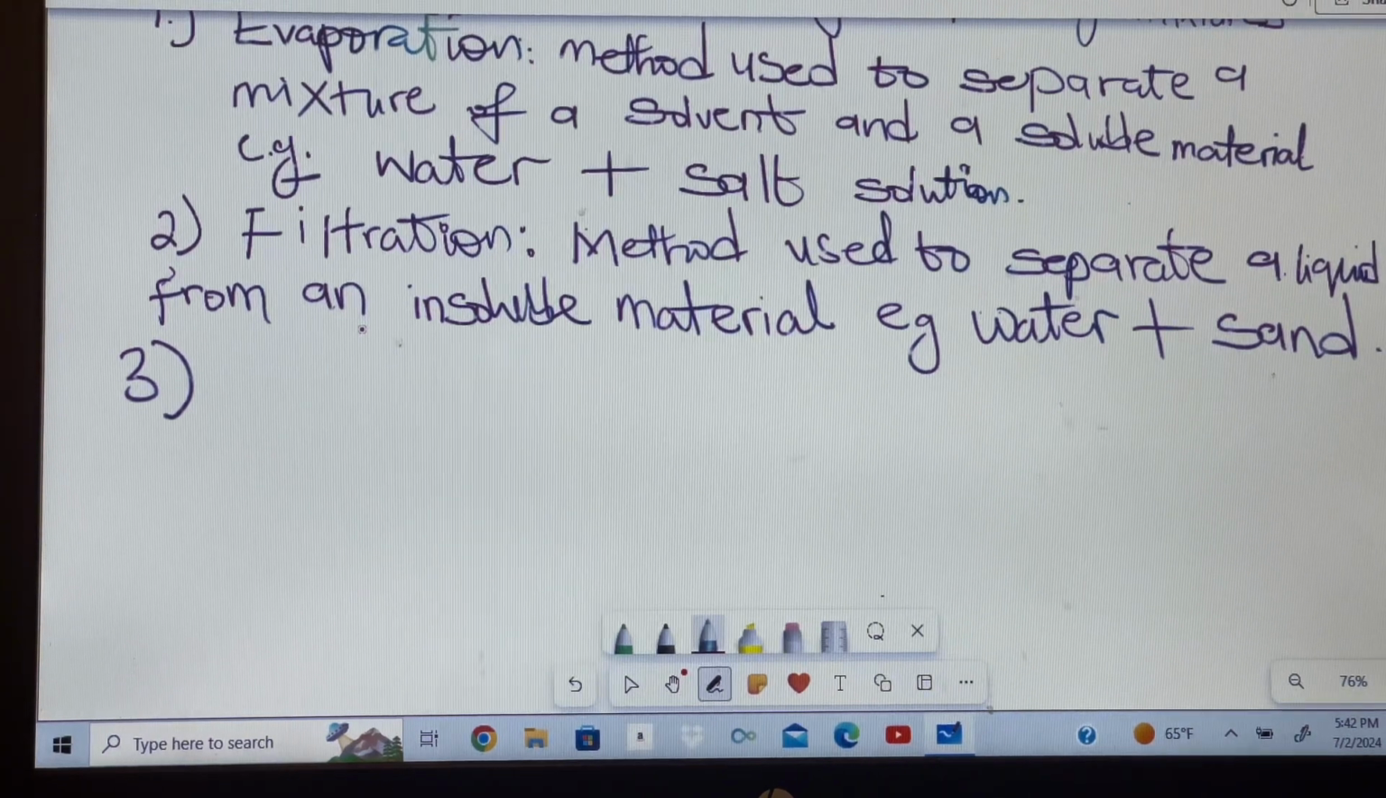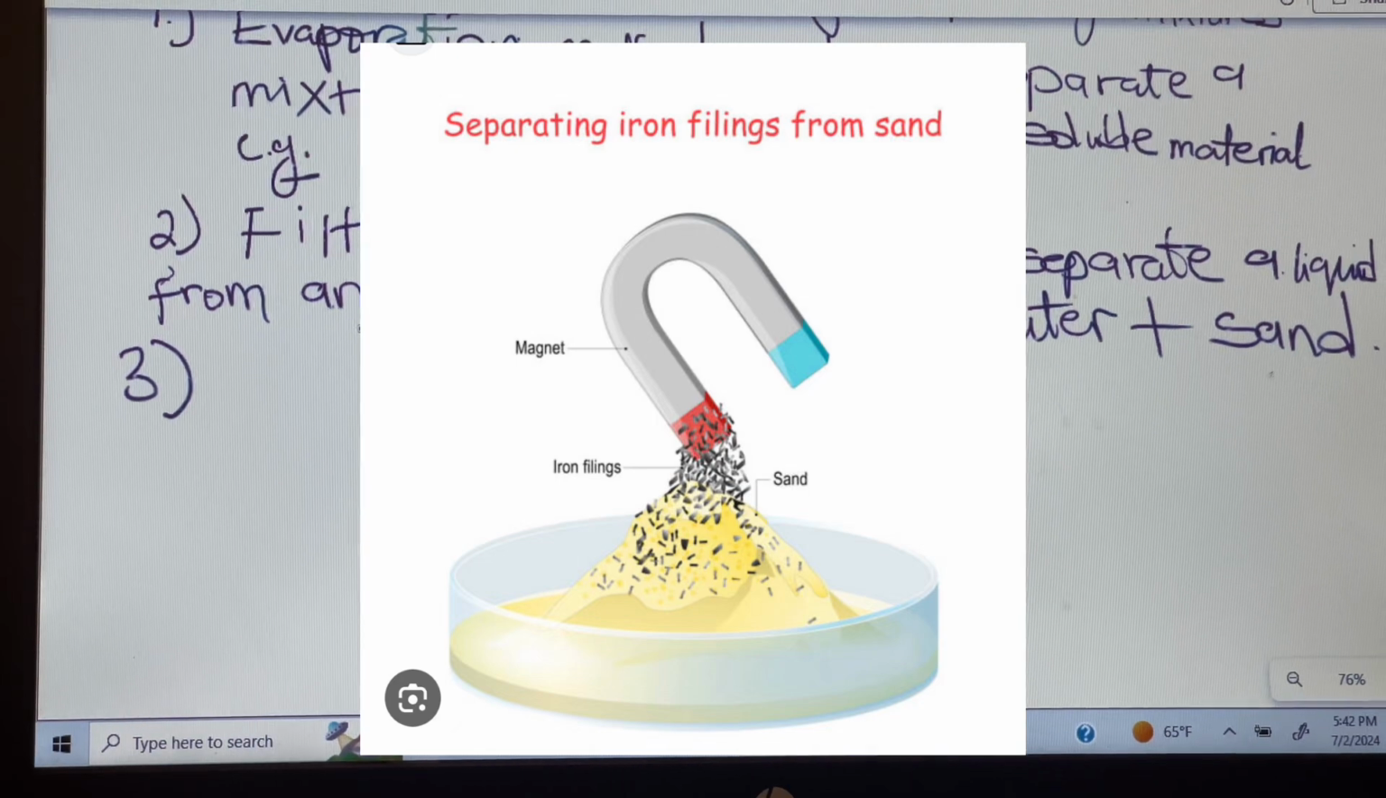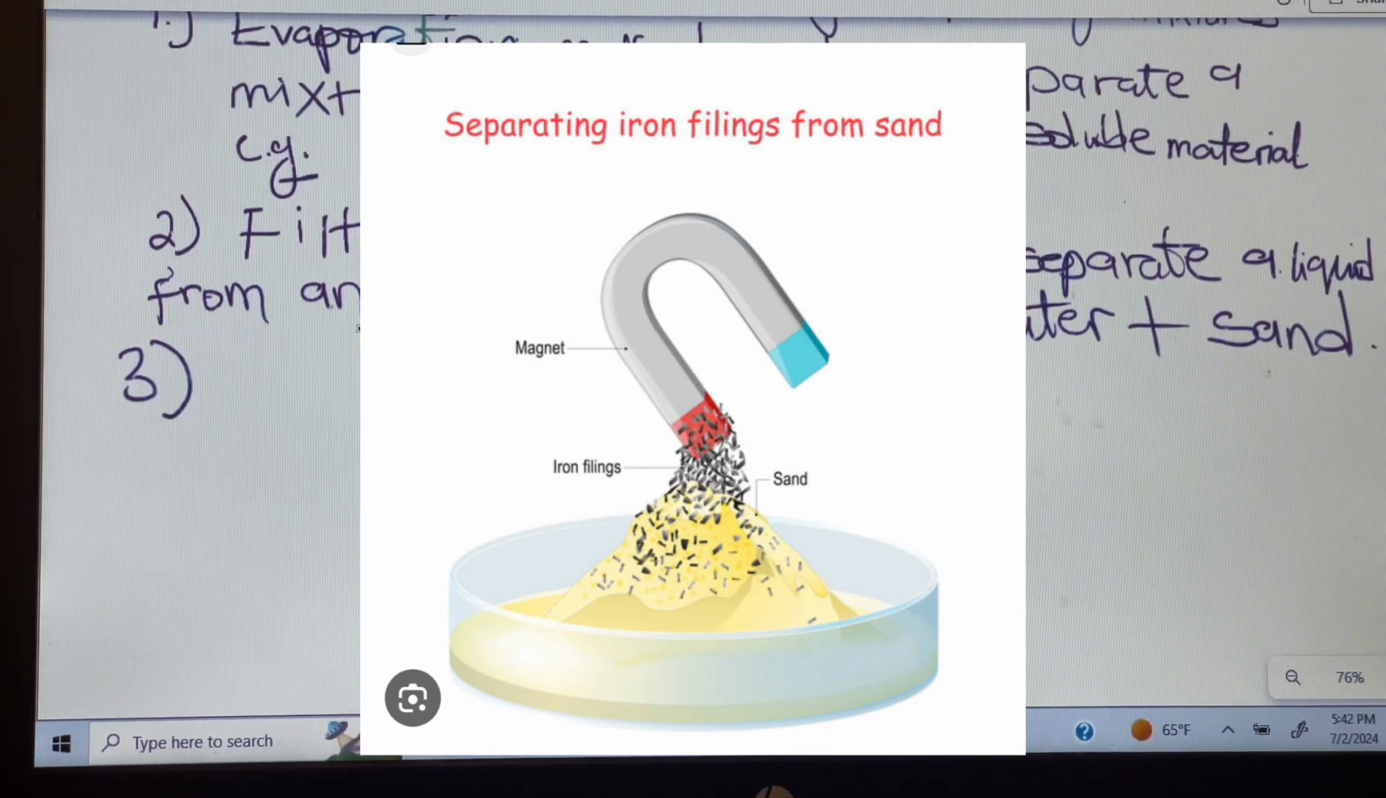Okay, so we're going to discuss the third one, which is magnetic separation. So here, when a magnetic substance is mixed with a non-magnetic substance, we just use a magnet to separate both of them. Just like when iron particles are mixed with sand, so what do we do? You just use a magnet. When you use the magnet, it's going to attract all the iron particles and leave the sand alone. So that's the third method.